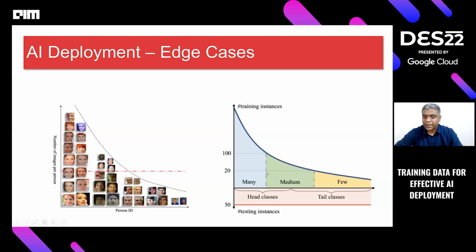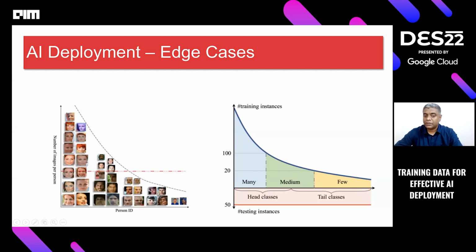To understand the impact better, look at this graph on your right. As you can see, the majority of the classes have a lot of instances, and hence the models are well trained for these head classes and well tested. But as you go towards the right, this tapers to very few training instances for these classes, and hence very limited training, and correspondingly, there are gaps in the testing.